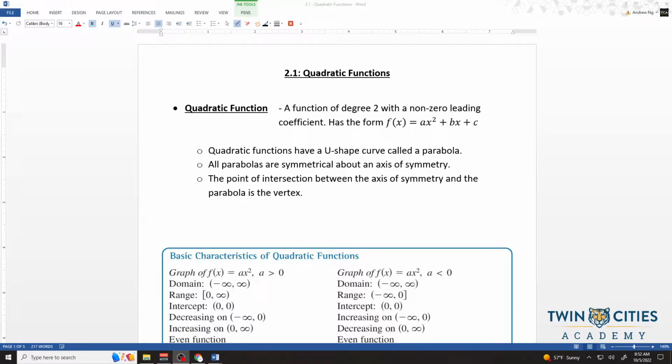With that out of the way, a couple more points here. Quadratic functions have a U-shaped curve. We call this a parabola. Sometimes this will open up and sometimes this will open down, depending on whether a is positive or negative. All parabolas are symmetrical about an axis of symmetry, and the point of intersection between the axis of symmetry and the parabola, we call this the vertex.